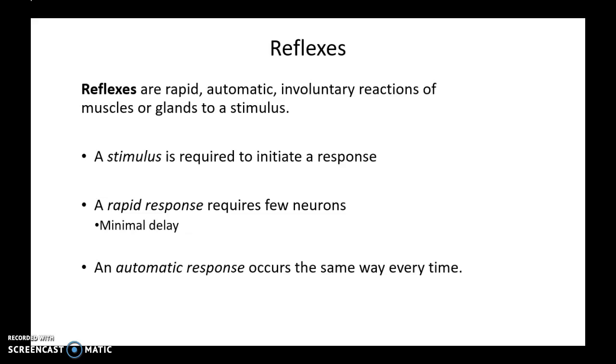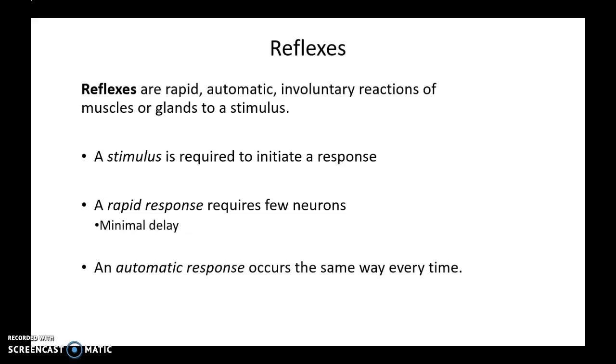So that's reflex. It's a rapid, automatic, and involuntary reaction of muscles or glands to a stimulus. Now, obviously, for a reflex to happen, you do need a stimulus, right? And the response is actually super quick with minimal delay. Therefore, it involves only a few neurons because the processing time has to be less.